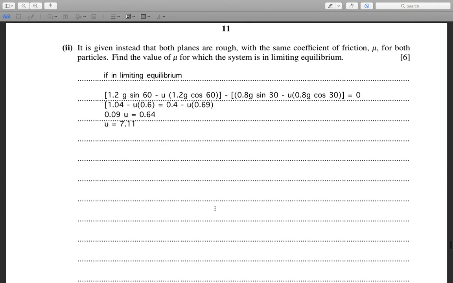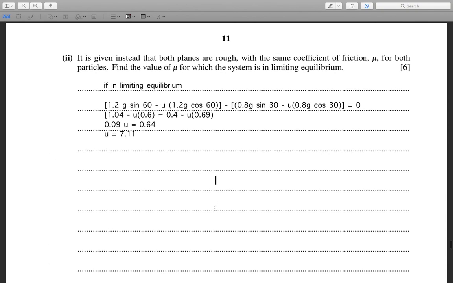Okay, thanks. This is the final number. This is the last number.